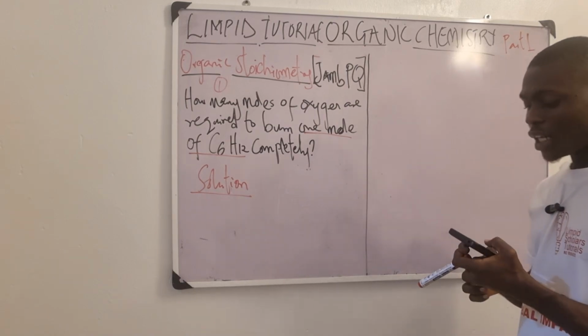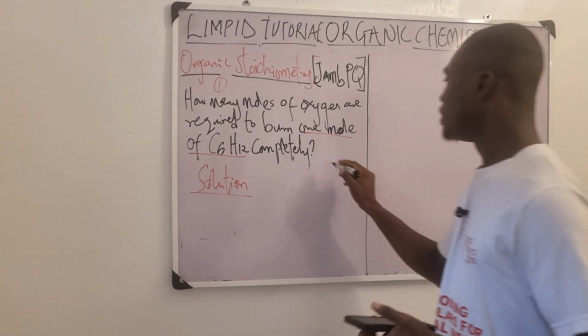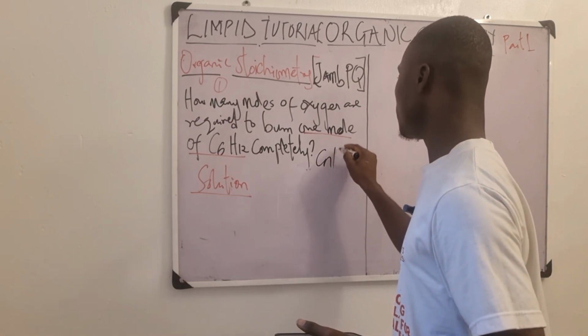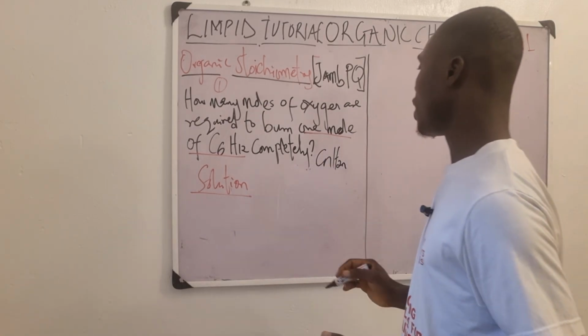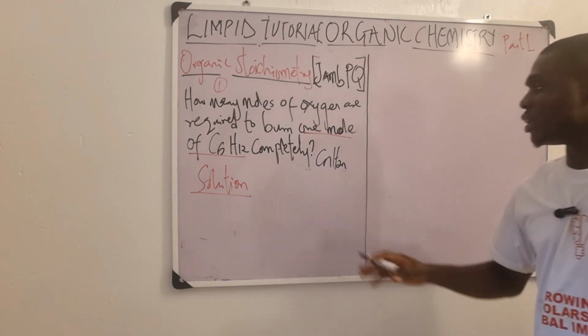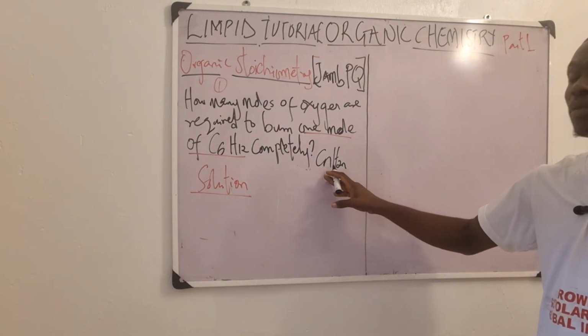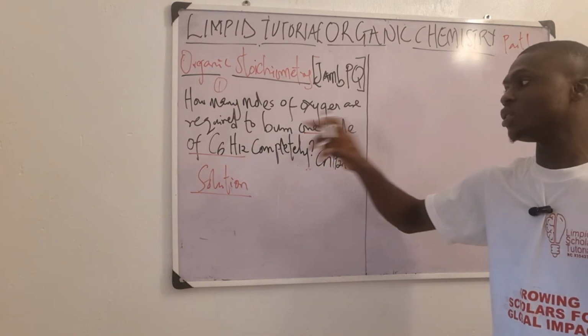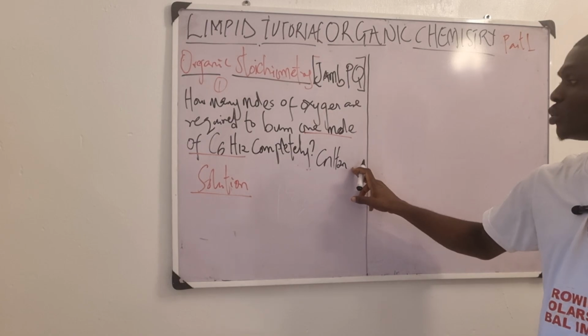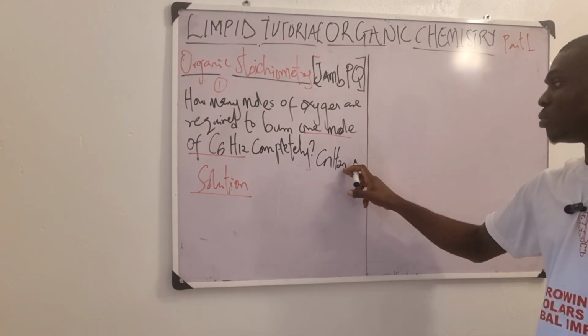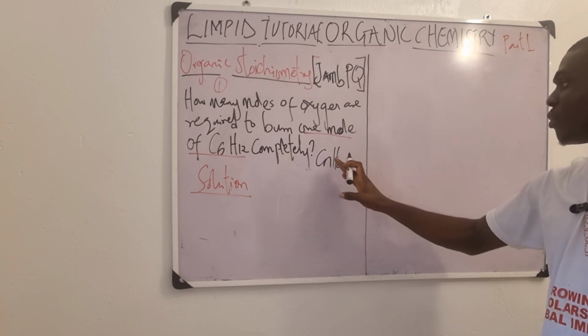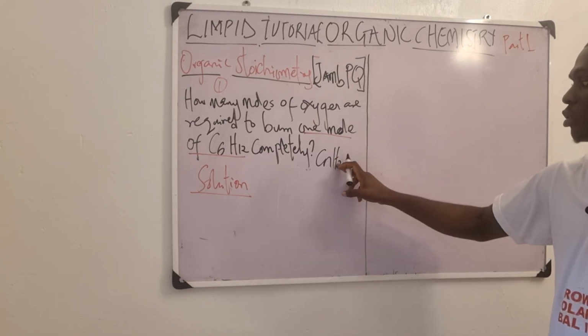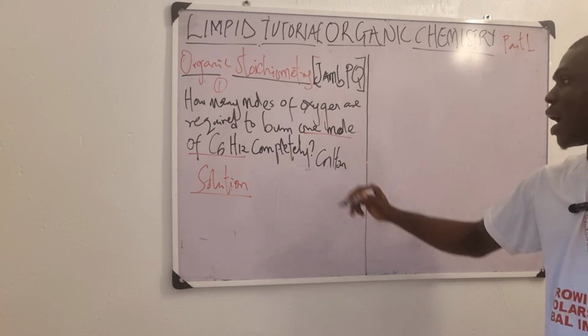The general formula for alkane is CnH2n+2. Okay, this is alkene, because it's having a double bond, and this is C6H12 because it's losing two hydrogen atoms. Losing two hydrogens makes it an alkene.